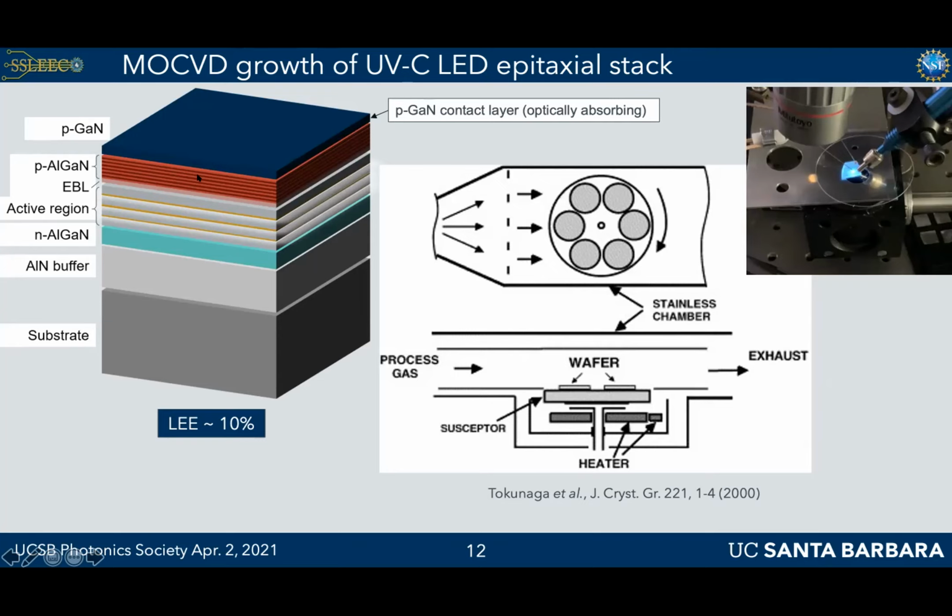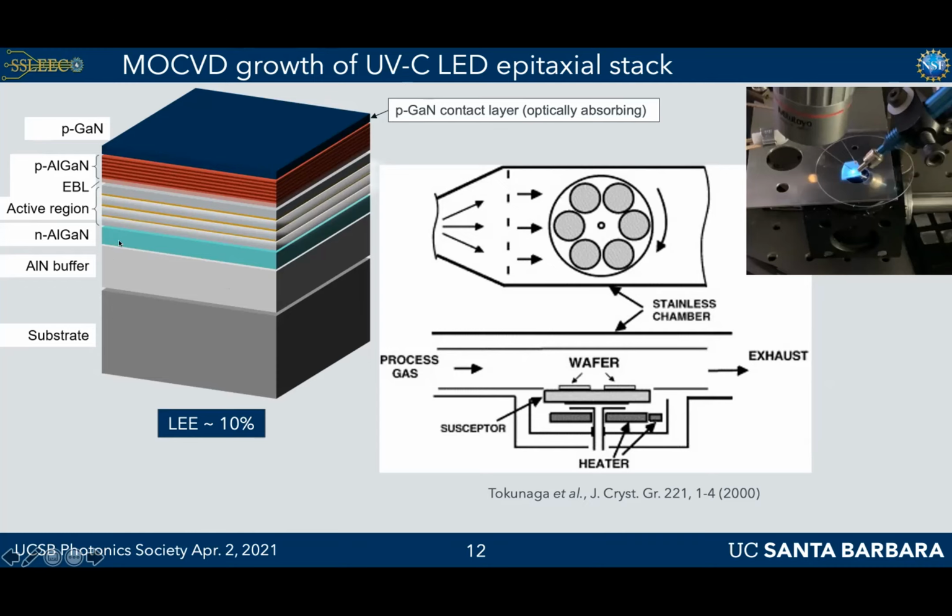Here's a cartoon of what the epistack looks like. We grow on aluminum nitride buffers. We'd like to grow on GaN buffers, but the lattice mismatch between GaN and aluminum nitride is quite large. So you can't actually grow these AlGaN alloys on GaN without them cracking. On the other hand, gallium nitride is also absorbing in the UV, so we would need to remove it, and that's a little bit cumbersome. So we need to grow an aluminum nitride buffer, and that's tough.